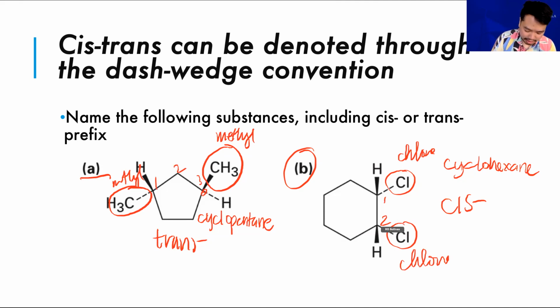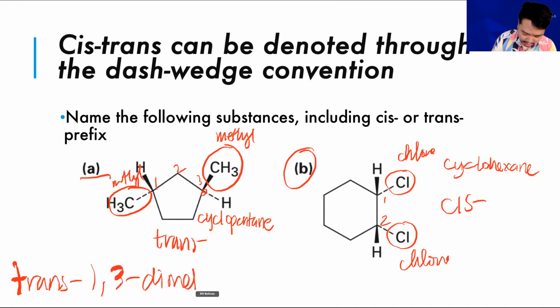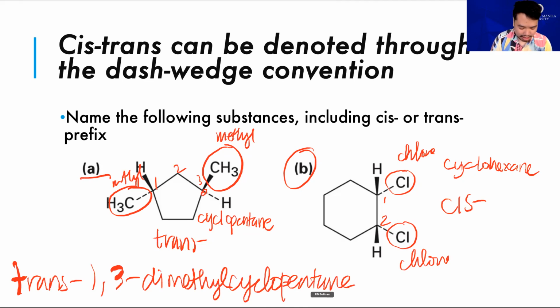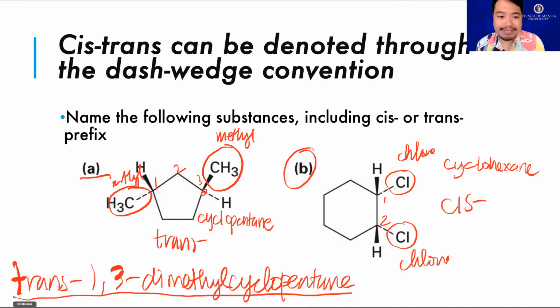So this becomes a trans 1 dimethyl, no space, pentane. This is one word.